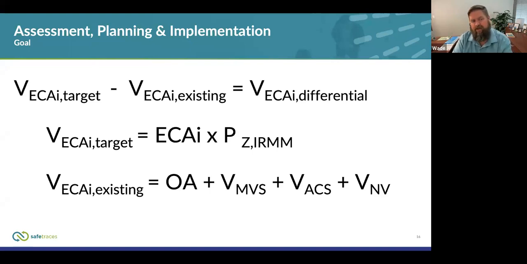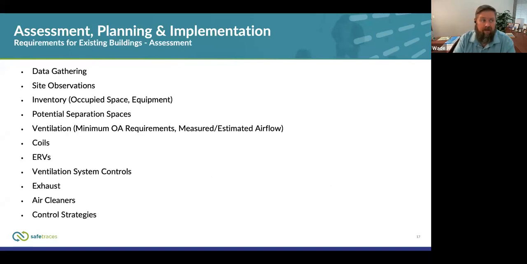So the target, just rewriting that equation here, and it's key, and we'll talk about it later, is that PZ IRMM is the people that you expect to be in that mode. And then for the existing, it's exactly what Bill just covered: it's your outdoor air plus the volume coming from your mechanical ventilation system, think of your air handling unit system, and then any air cleaning systems that you have, and natural ventilation. It's the grouping of all those items. So equivalent clean air of your existing is relatively easy to calculate, and we're going to show you some examples down the road.